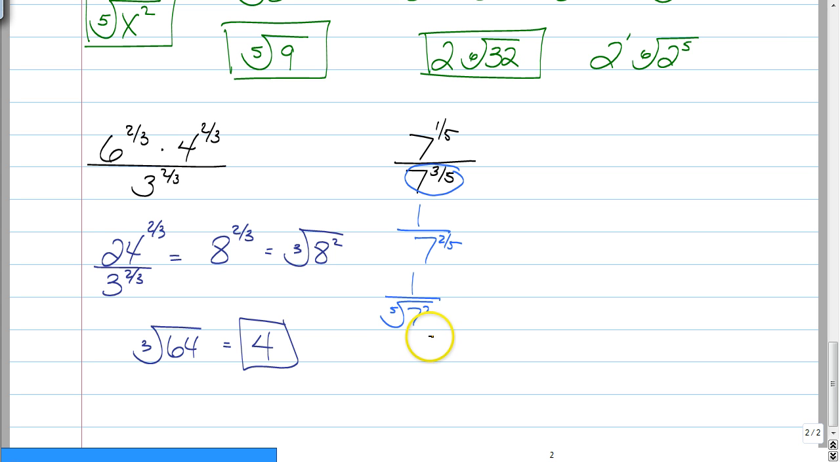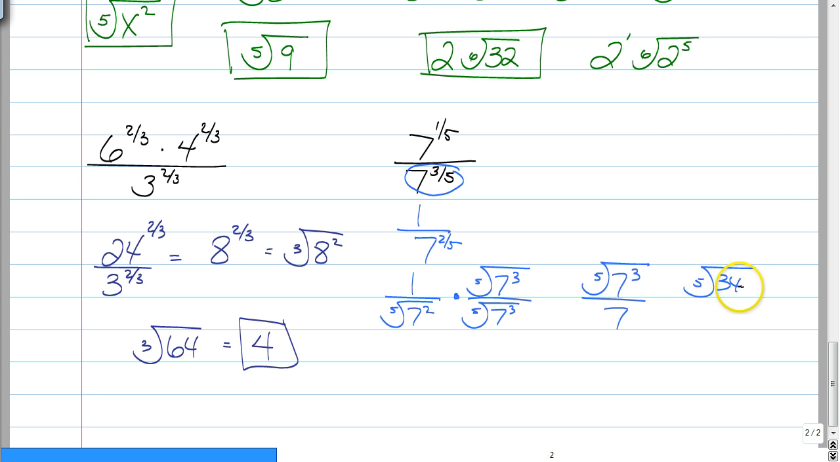Can't leave a radical in the denominator. We need a total of 5 downstairs, but we only have 2. So we need to multiply the top and bottom by 3 more. And that will give you the 5th root of 7 cubed all over 7. And then you can rewrite that as your final answer, and you're good to go.